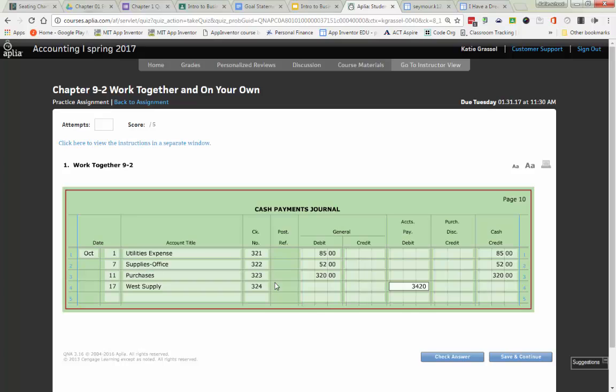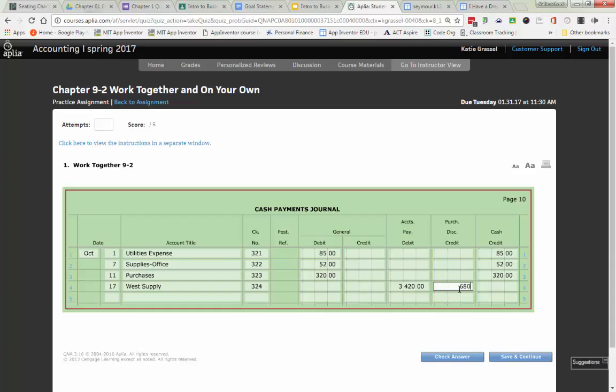Now, they told us we get a discount. How much of a discount do we get? 2%. So in my calculator, I need to put 3,420, and I'm going to multiply that by 2%, 0.02. When I do that, how much of a discount do I get? What is the actual value? 3,420 times 2%. What did you get? $68.40. That is how much my purchases discount is. So in purchases discount right here, I do $68.40.